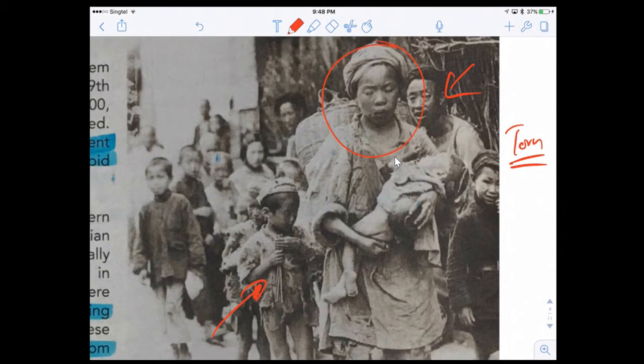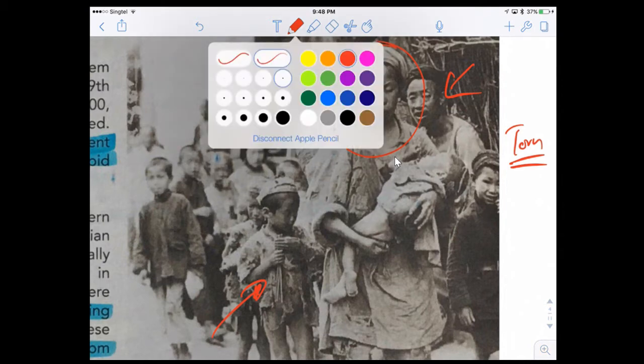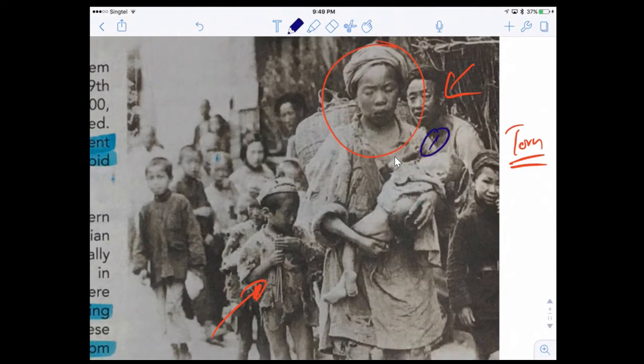I'm going to number it for you. So, 1 kid here, correct? 2 kids here, 3 kids here, 4, 5, 6, 7, 8. This lady has 8 kids. What does it speak of? Why do you think they have so many kids? Why?